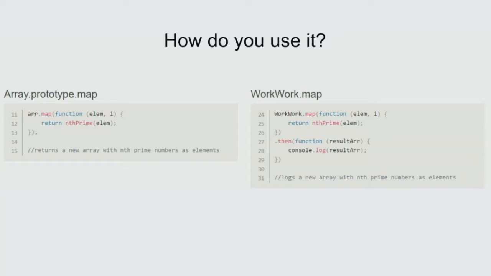So how do you use it? On the left, you can see the original Array.prototype.map method, and on the right, you can see the method that my partner and I created, which is the WorkWork method. It's very similar, except that since web workers work asynchronously, you have to use a promise. So on the right side, you can run nthPrime, and then you use .then, and it will have this result array that will have all your results stored in it.